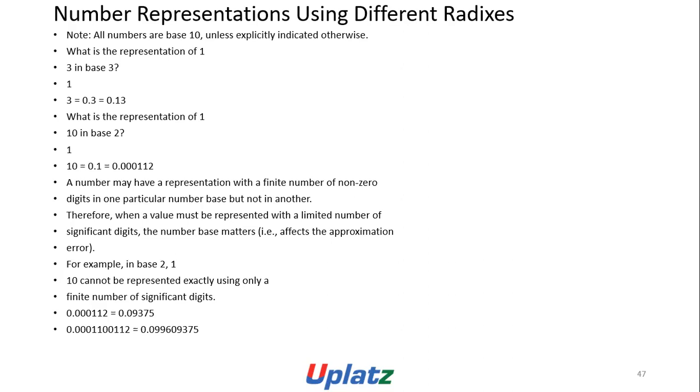A number may have a representation with a finite number of non-zero digits in a particular base but not in another. Therefore, when a value must be represented with a limited number of significant digits, the number base matters, that is, it affects approximation errors. For example, in base 2, 1/10 cannot be represented exactly using only a finite number of significant digits. 0.0011 in base 2 is equal to 0.1875, and 0.00011000112 is equal to 0.099609375.